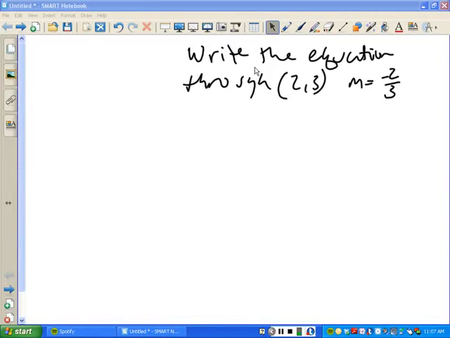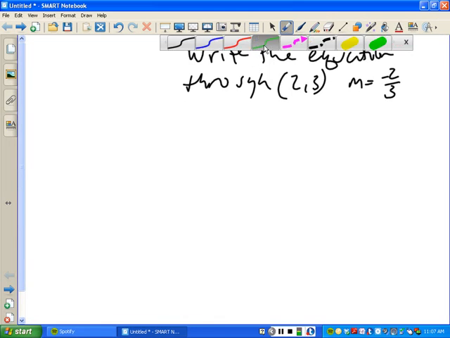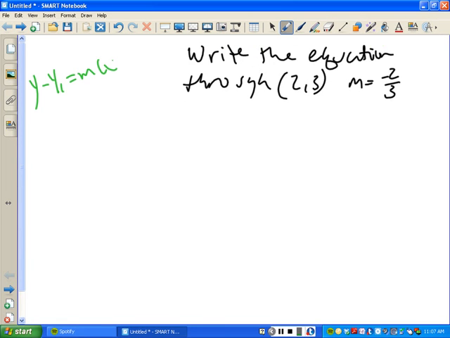All right, so we begin our discussion with writing the equation through (2, 3) and the slope is negative 2/3. Just want to call your attention to this equation that we're going to use quite a bit: y minus y1 equals m(x minus x1). Now, just so everybody remembers, this is point slope.